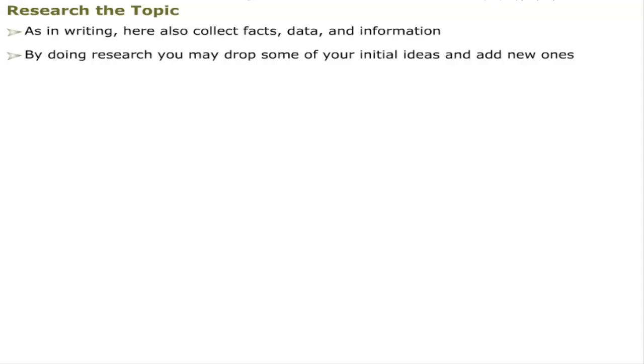Research the topic. It is obvious that you will not possess all information relating to your central theme. Thus, as in writing, you need to collect facts, data, and information. Your research may cause you to drop some of your initial ideas and add new ones.